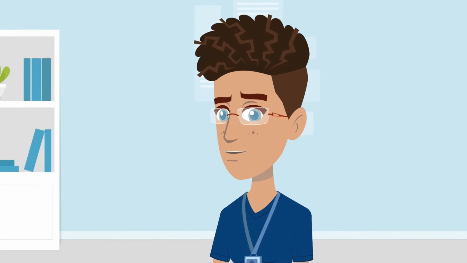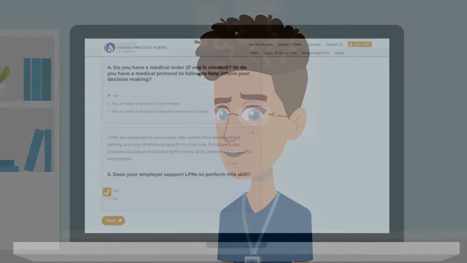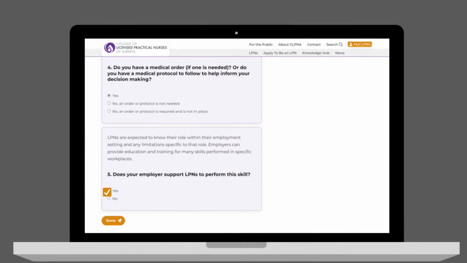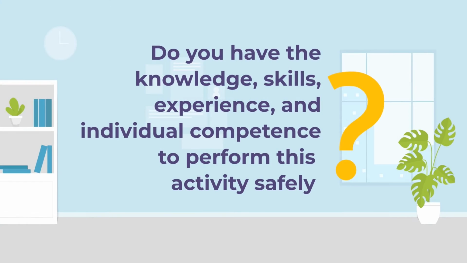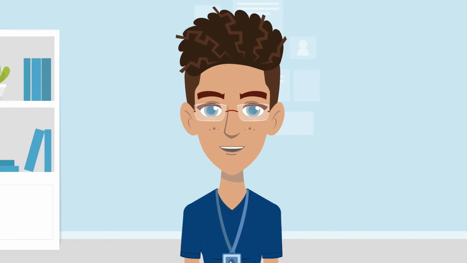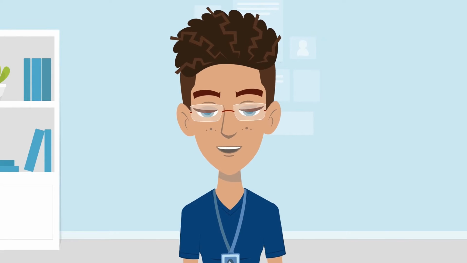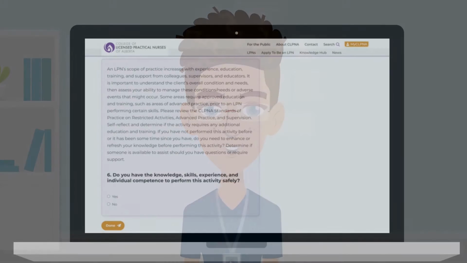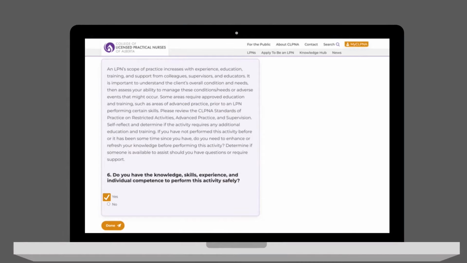Well, the physician ordered the swab, and my charge nurse said that it's a common part of LPN scope of practice here. Okay, so that's another yes. Moving on to question 6. Do you have the knowledge, skills, experience, and individual competence to perform this activity safely? Yeah, I think I do. I perform swabs for COVID all the time in my practicum. That was only a few months ago. Sounds like you can answer yes to question 6.